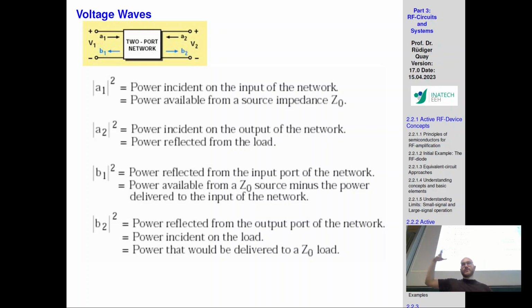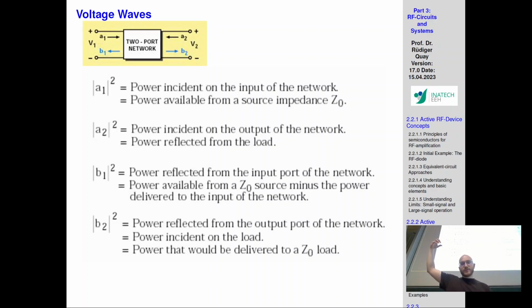And obviously, if you have a power amplifier, you don't want power incident on the output of your network. You want B2 to be large and A2 to be small. And the other way around, you want A1 to be large and B1 to be small. So you want a lot of power entering in and a lot of power going out of your system.